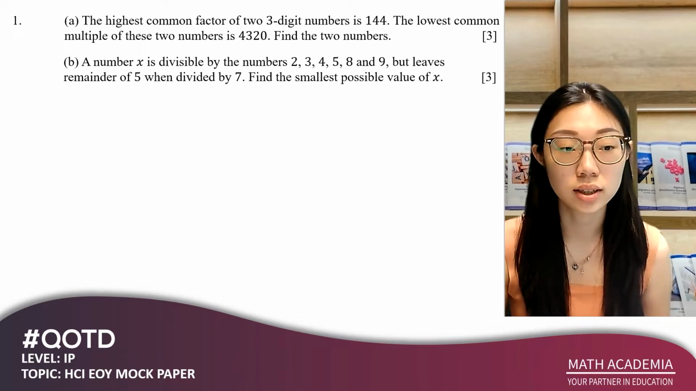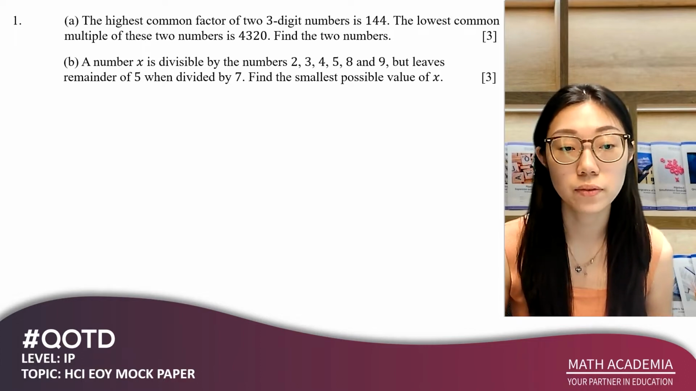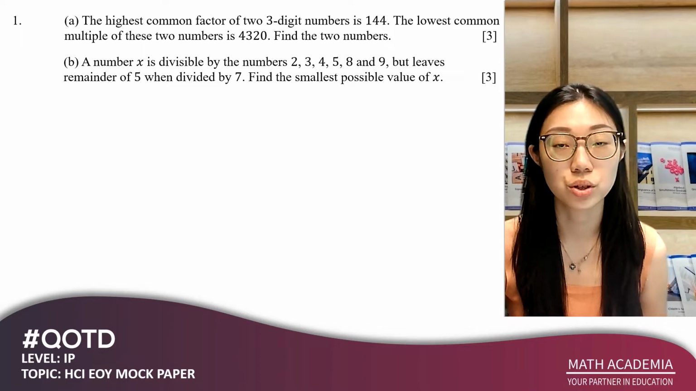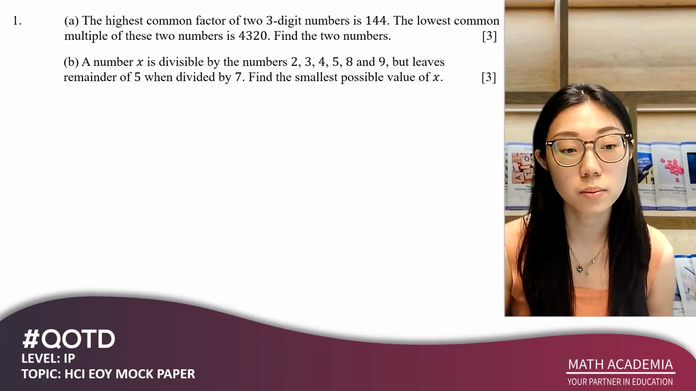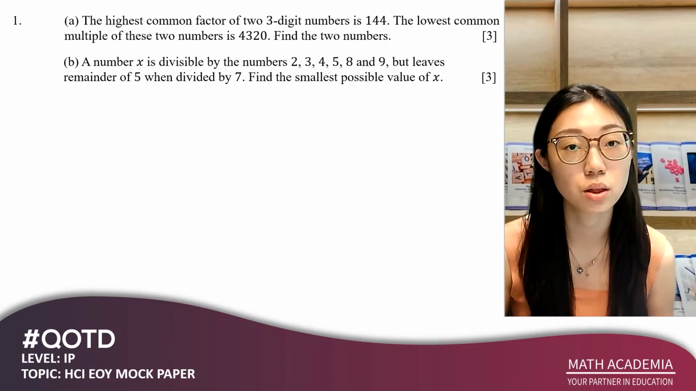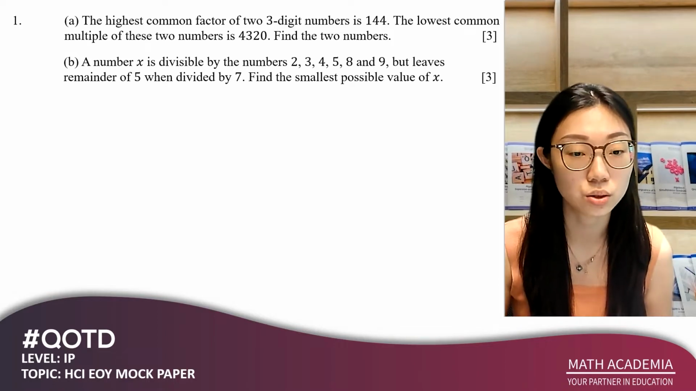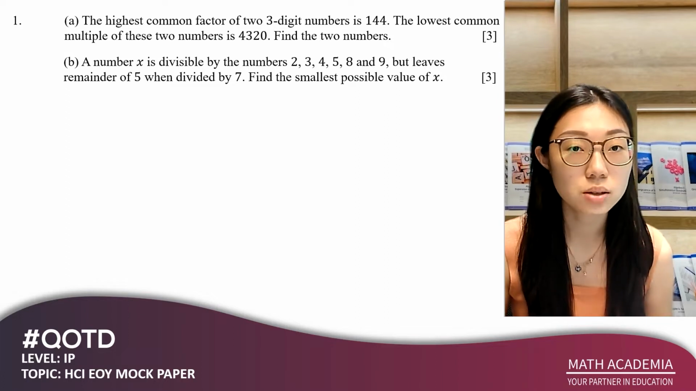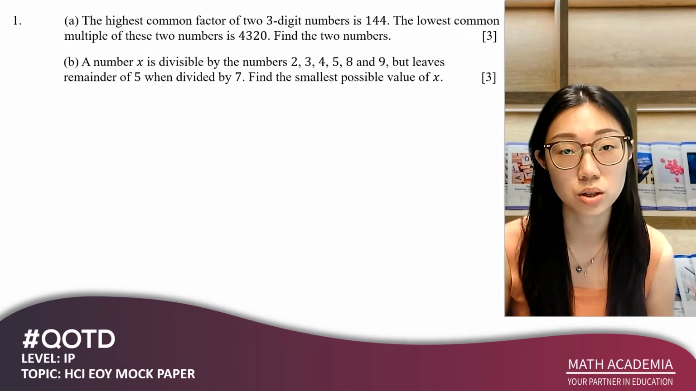Alright, so for question 1, they state that the highest common factor of two 3-digit numbers is 144. The lowest common multiple of these two numbers is 4,320, and the question requires us to find the two numbers. So first, before we even do anything, let's break down 144 and 4,320 into prime factors.